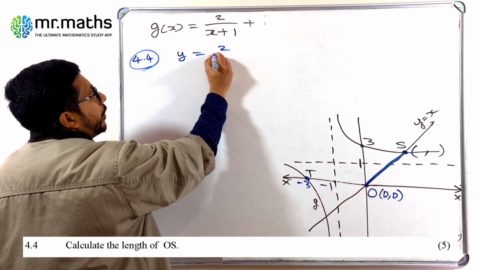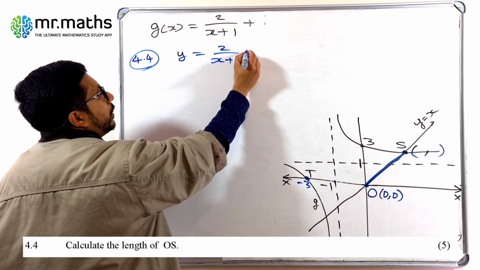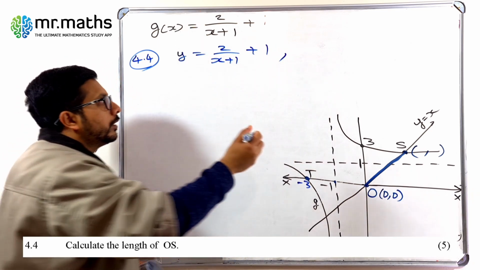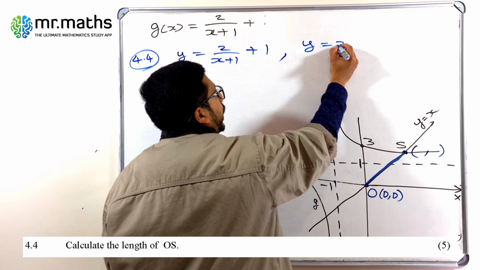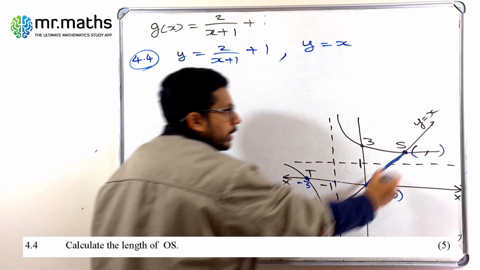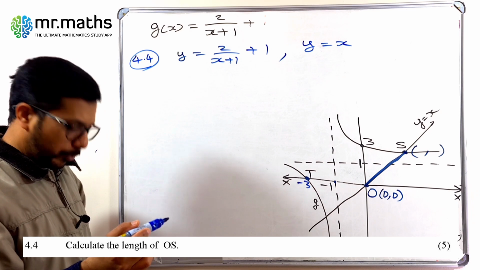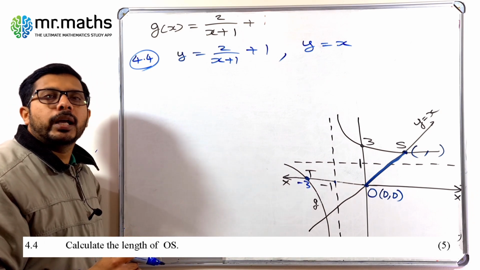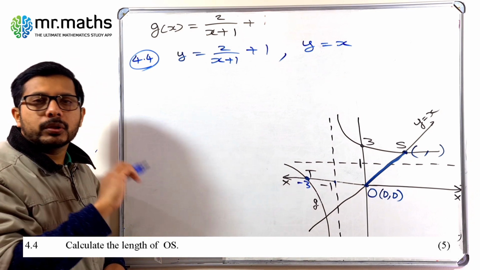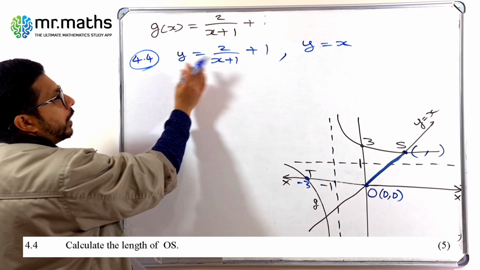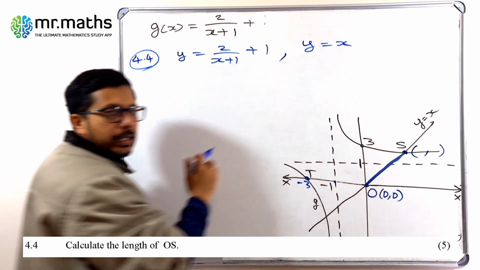What is the equation of the hyperbola? y is equal to 2 divided by x plus 1, plus 1. And what is the equation of that straight line? y is equal to x. This is that straight line, and point S is an intersecting point. So you know that at the intersecting point both the graphs are equal, or we can say that this graph and this graph are equal.